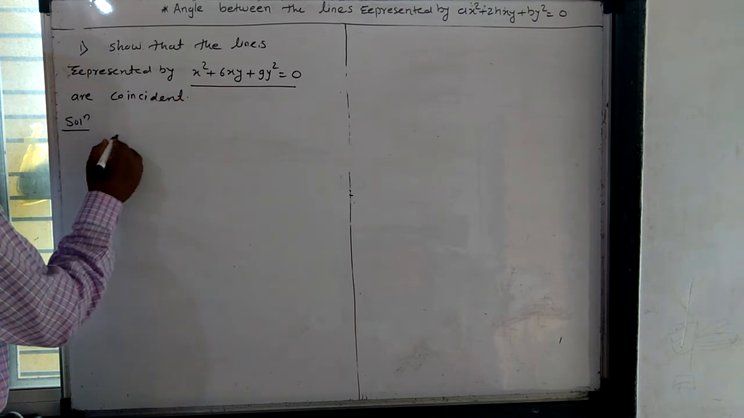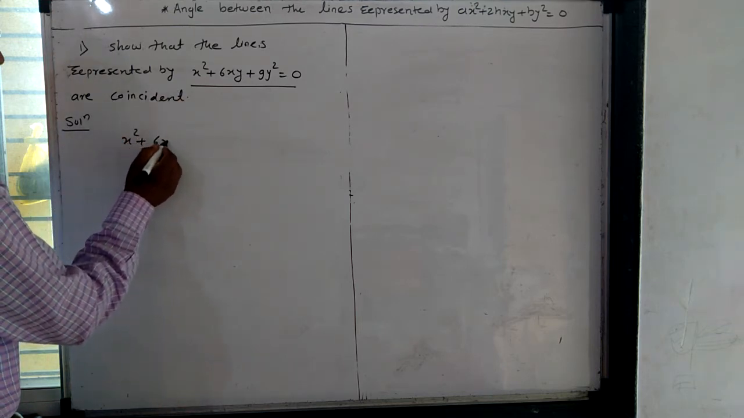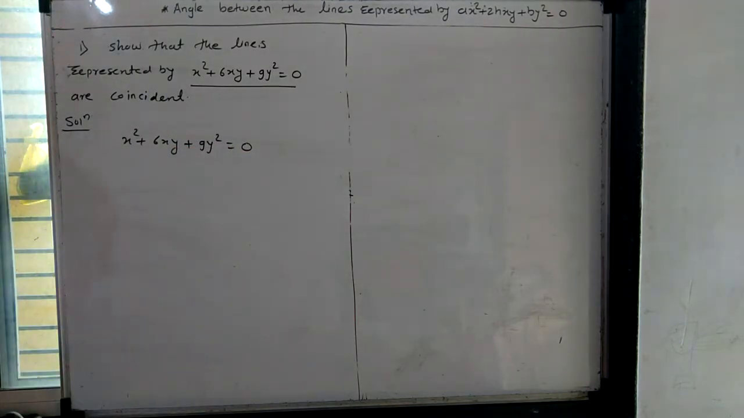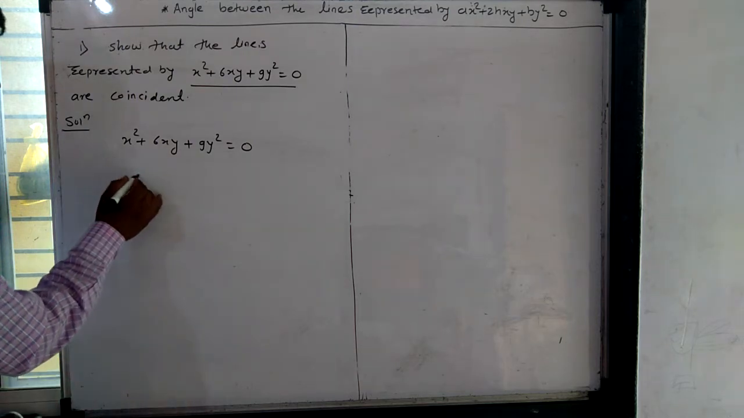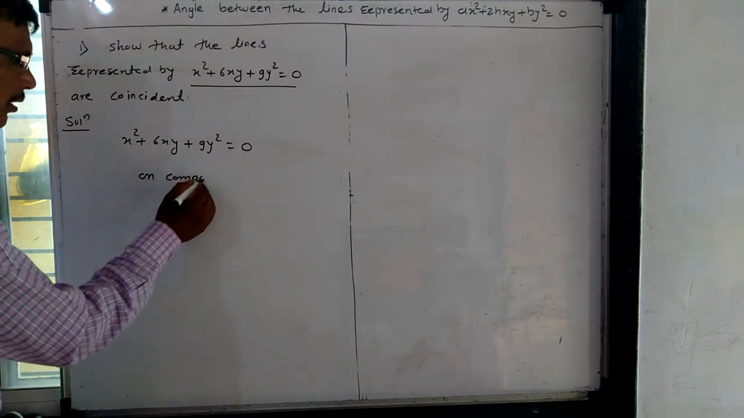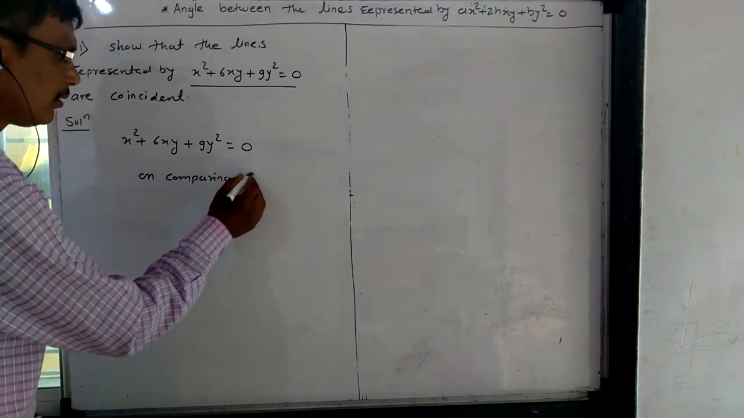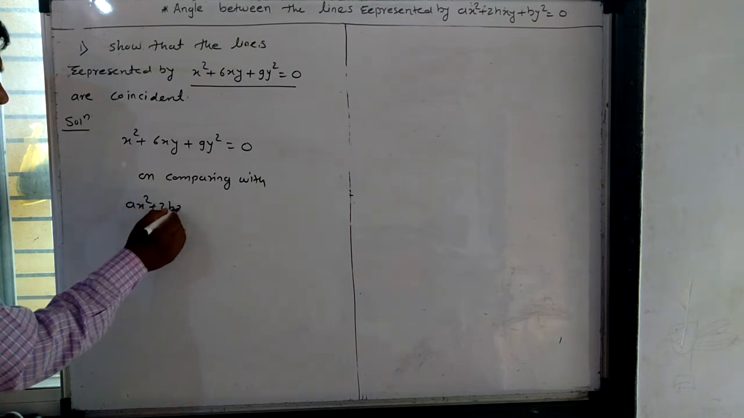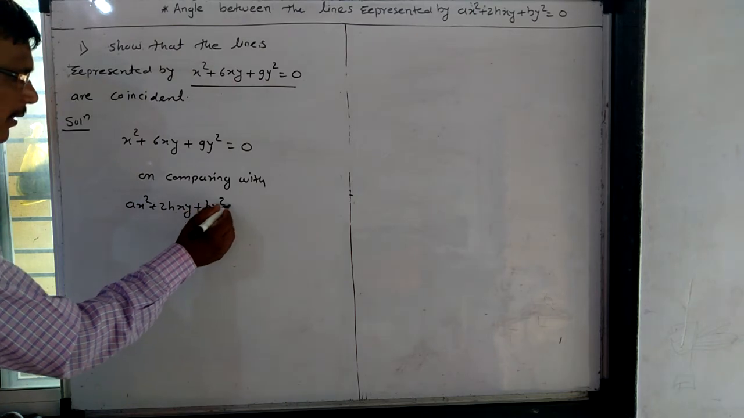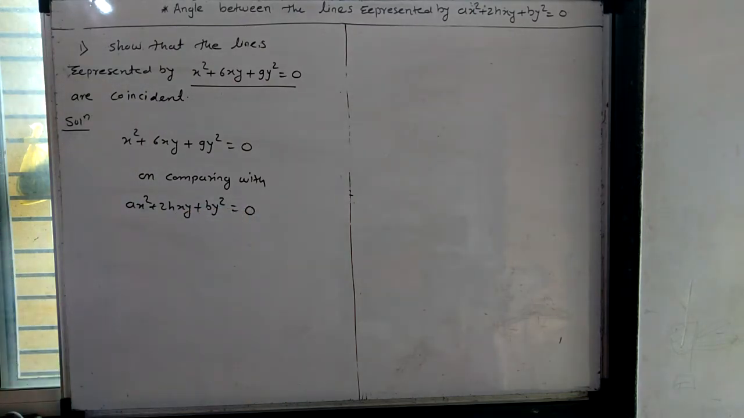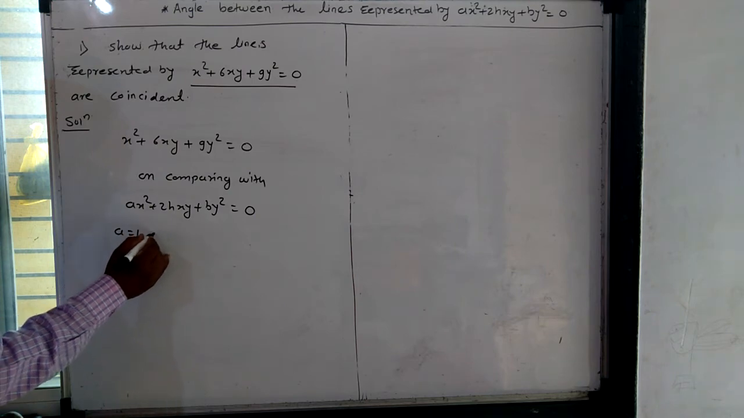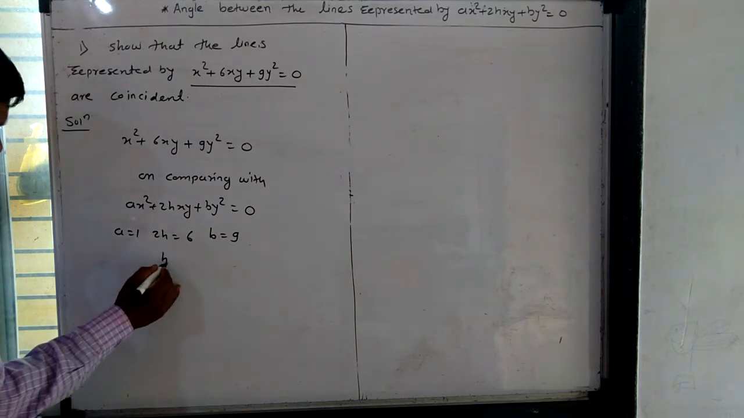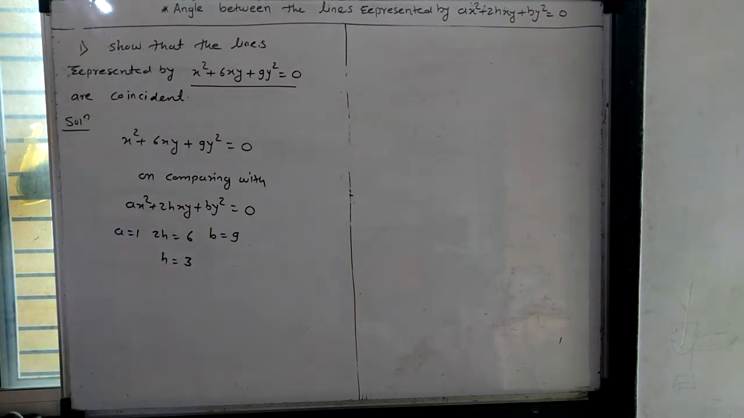Now here, solution. The given equation is x square plus 6xy plus 9y square, and this is equal to 0. That means on comparing with याच्याशी कंपेयर करा. कोणाशी कंपेयर करता येईल? a x square plus 2hxy plus b y square, and this is equal to 0. So a is equal to 1, 2h is equal to 6, and b is equal to 9. So h is equal to 3.